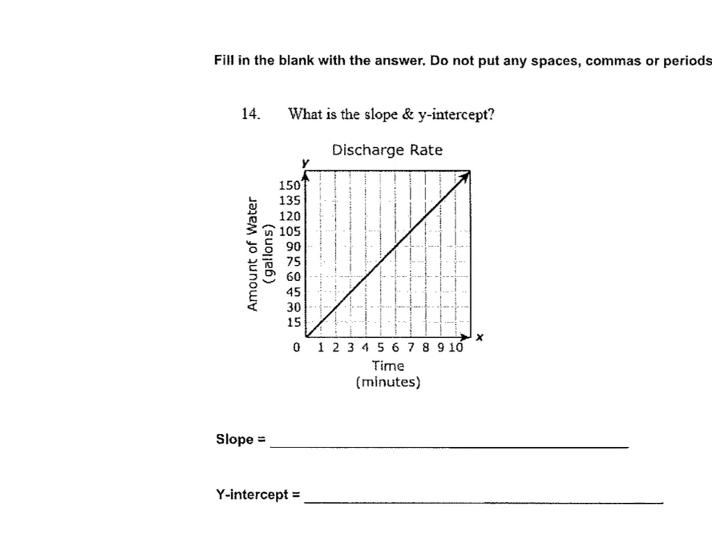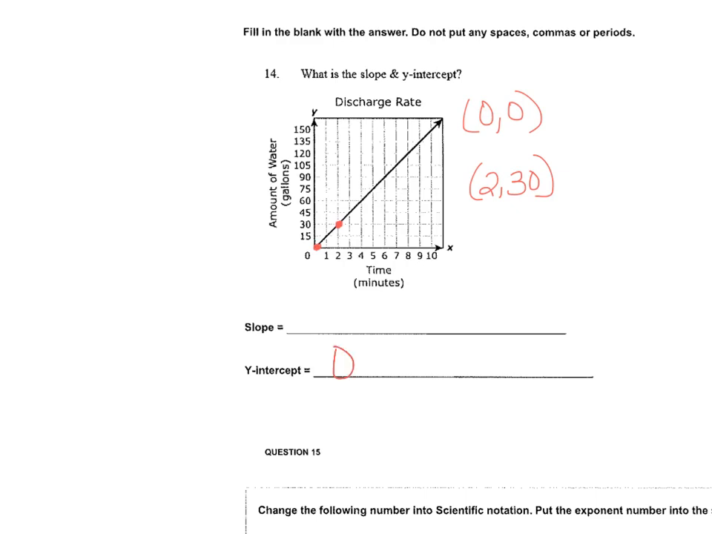Slope and the y-intercept on this one. So your y-intercept is 0, and that's a point I'm going to use for my slope. And then we've got 2 and 30. Okay, so your y-intercept, you've got 0, it's going through 0. And then I would use these 2 points to find the slope.